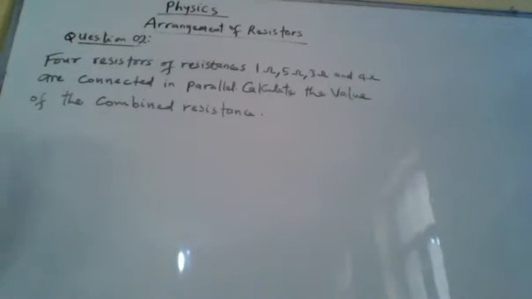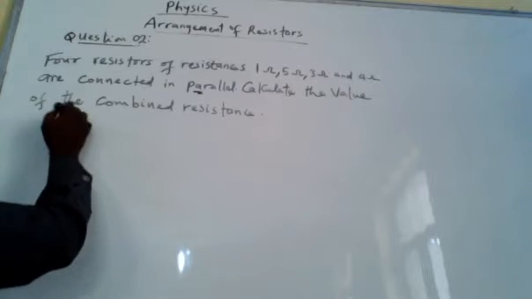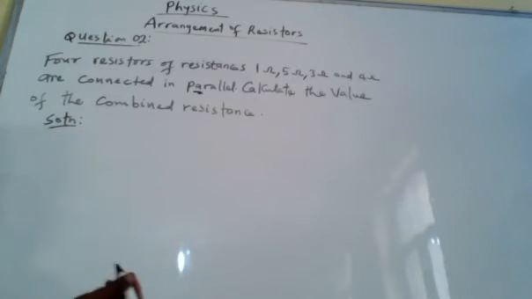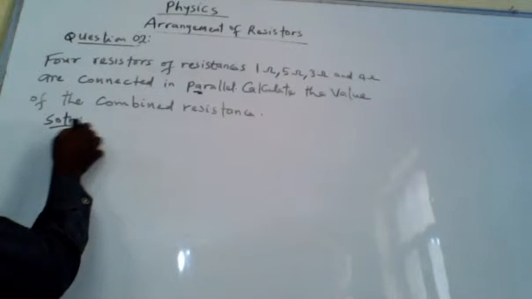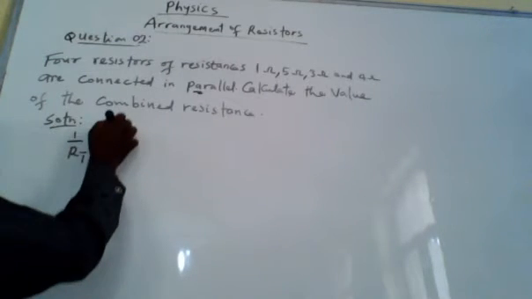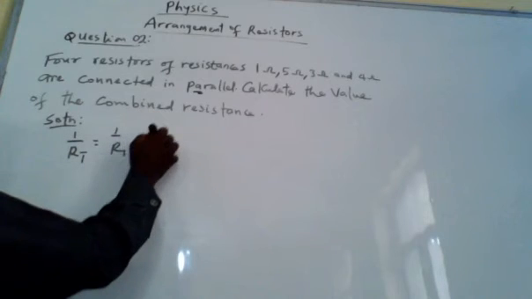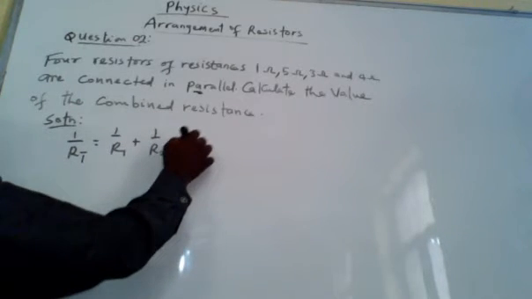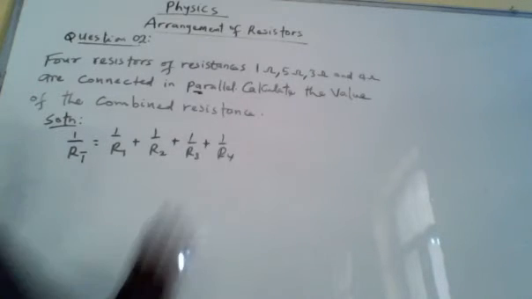Example 2. We have 4 resistors of resistances 1 ohm, 5 ohms, 3 ohms, and 4 ohms to be connected in parallel. Calculate the value of the combined resistance. So in this, we have been given the hint that the resistors are connected in parallel. And we should recall that for parallel connection, we have 1 over R total to be 1 over R1 plus 1 over R2 plus 1 over R3 plus 1 over R4.